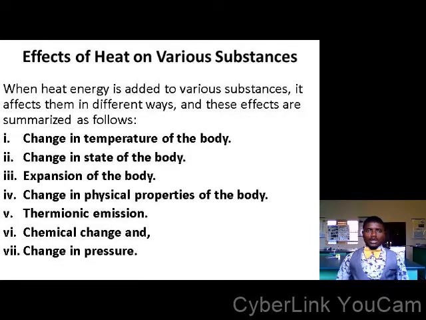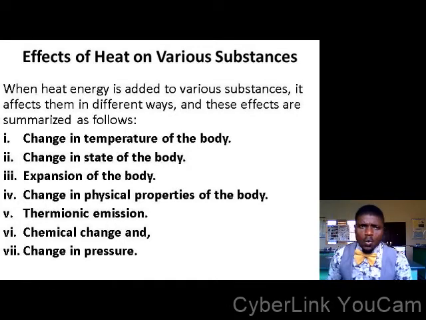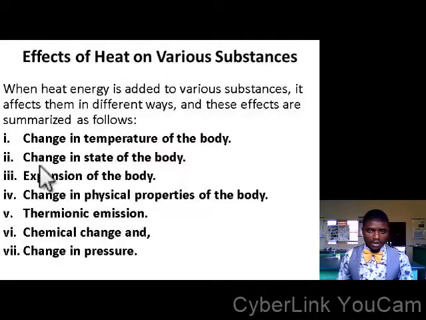We want to quickly look at effects of heat on a system. Of course, when heat is added to a system, the system will not remain the same. As I'm sitting here right now, if I expose myself to heat, you see me using this handkerchief to clean the sweat from my face. And so addition of heat to a system brings a lot of changes in that system. We want to quickly look at that right now.